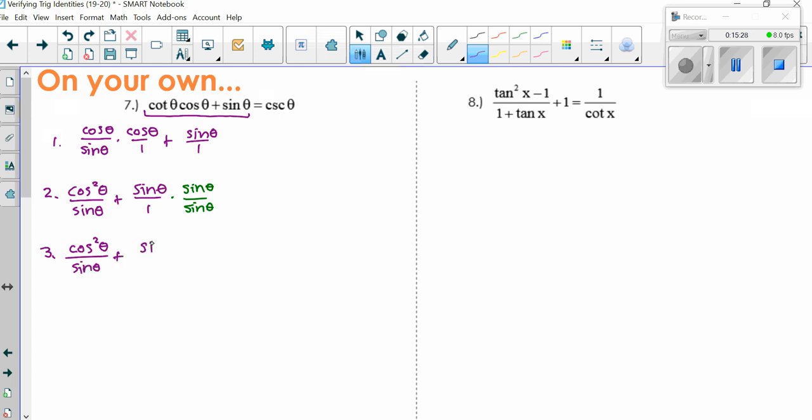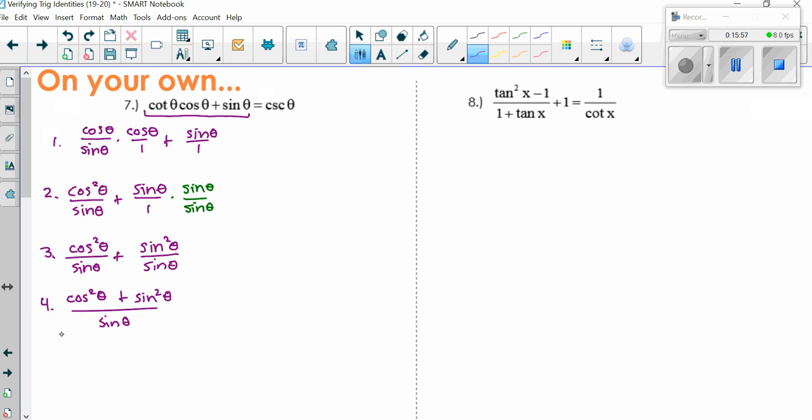This one's going to become sine squared theta over sine theta, and make sure that we're writing sine squared theta, not sine theta squared. That's an important step because we're showing like terms. Now I can add them, which gives me cosine squared theta plus sine squared theta over sine theta.